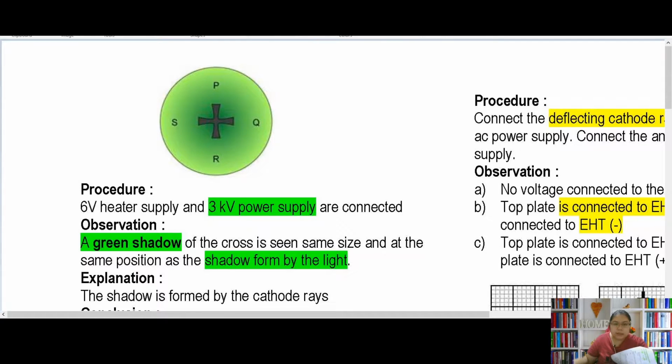At the start they want to heat the filament. Now can you see they add one more, a 3 kilovolt power supply. We call this the EHT, extra high tension. It is connected between the cathode and the anode. Okay, when I just add this, what does it mean? The voltage will be increased.